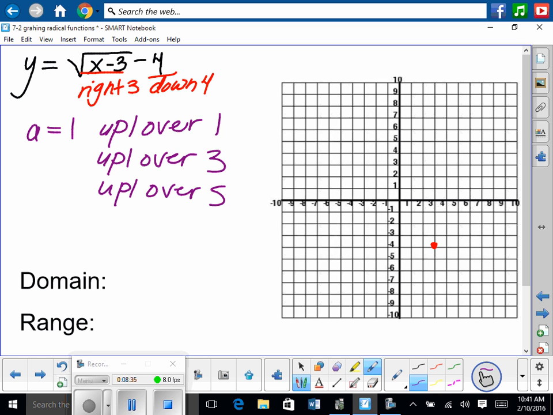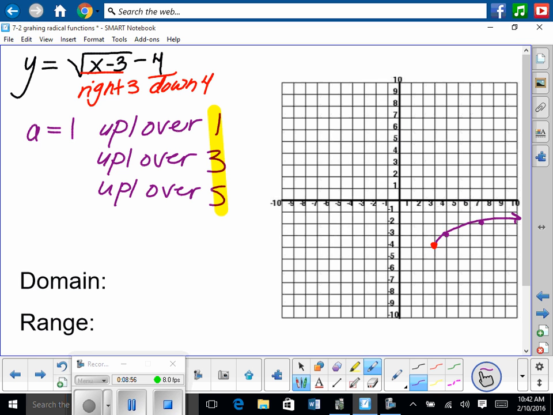So from my new starting point, does everybody see the 1, 3, 5 pattern? Ding, ding, ding. Do you see it? Okay, so I'm going to do it like that. Up 1 over 1 from my new starting point. From here, up 1 over 1, 2, 3. Then up 1 over 1, 2, 3, 4, 5, so it's off the graph.